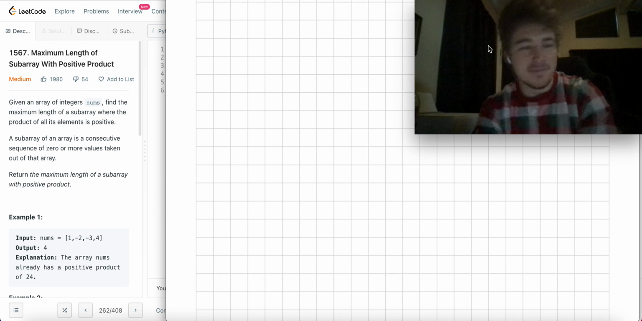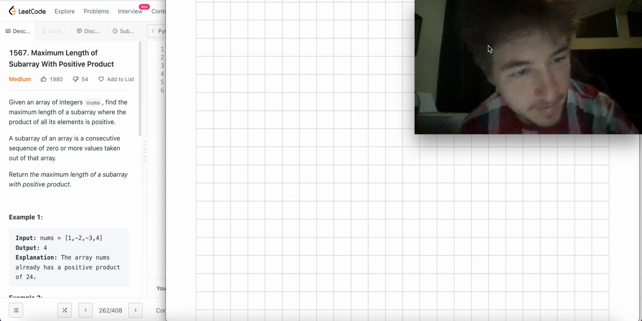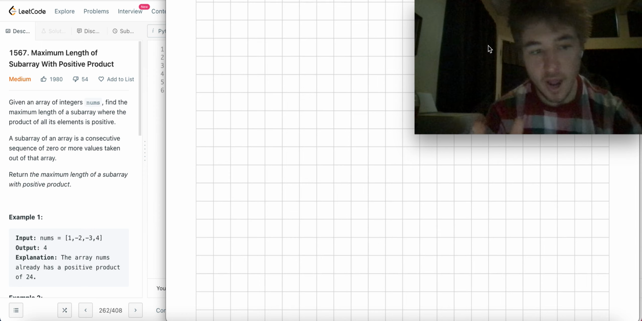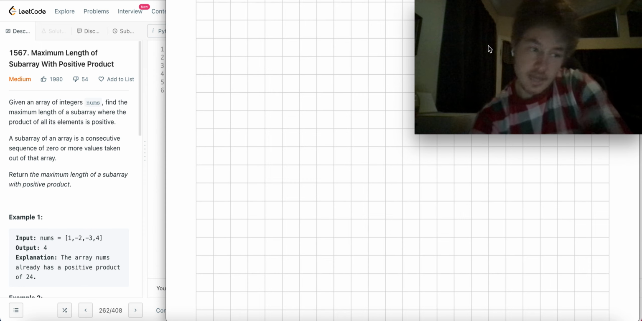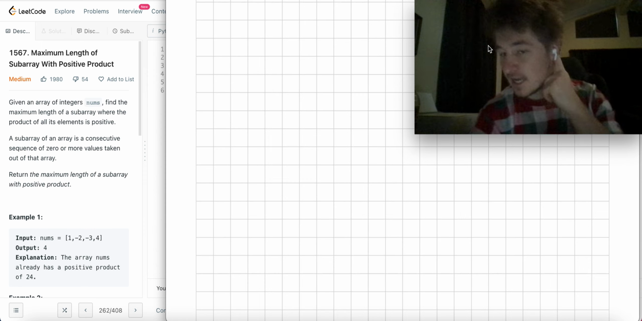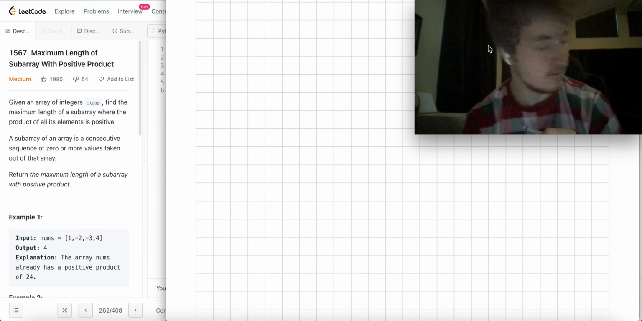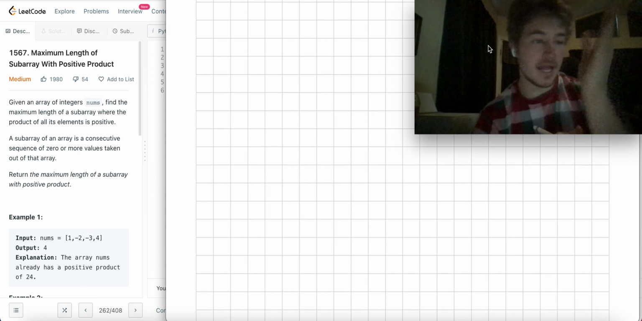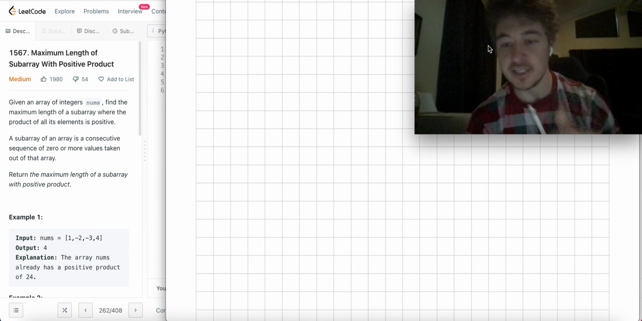This is maximum length of subarray with a positive product. Given an array of integers nums, find the maximum length of a subarray where the product of all of its elements is positive. Okay, so I take a subarray. What does that mean? Any subarray is just any continuous section of an array, right? I take that continuous section of the array, and if I multiply all the elements together, I should get something that's positive, right? Not non-negative.